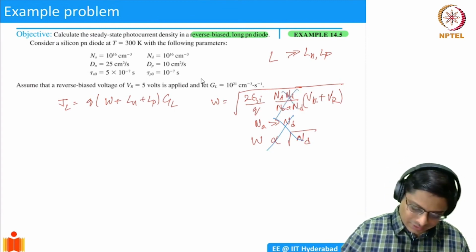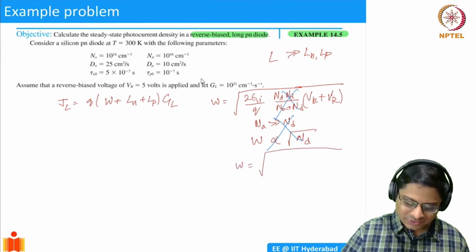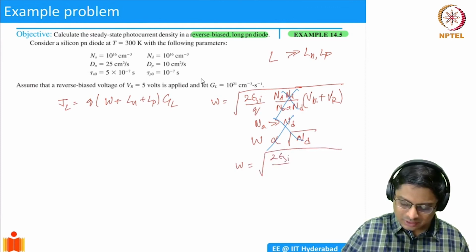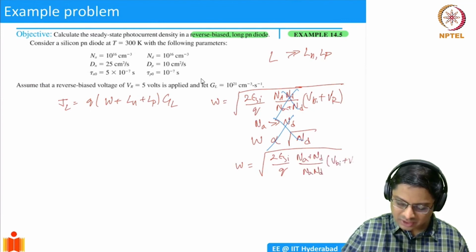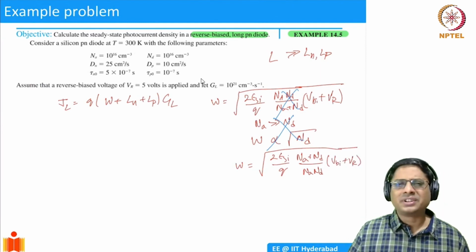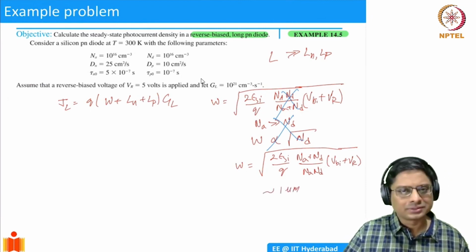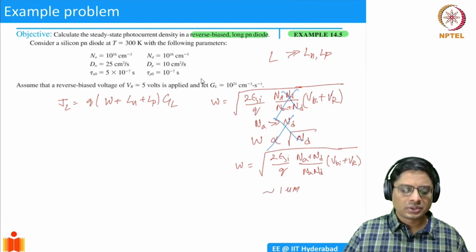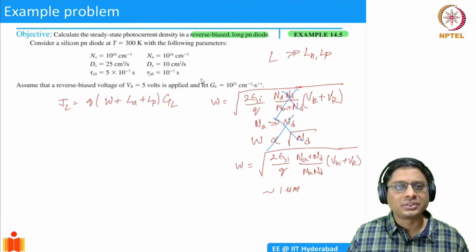I should correct it. So you see, you don't have to remember these expressions. By Q, this should be Na plus Nd divided by Na Nd, times Vbi plus Vr. Okay. So if you substitute, we have done it many times, this will be in the range of 1 micrometer, let's say. Okay. So I'll leave you to estimate how. We have done this indirectly. Well, yeah, this is what the current is going to be.